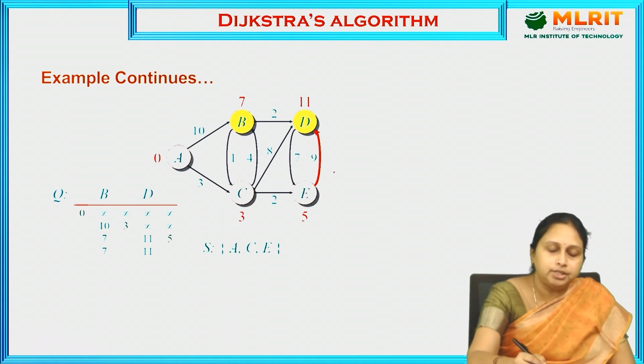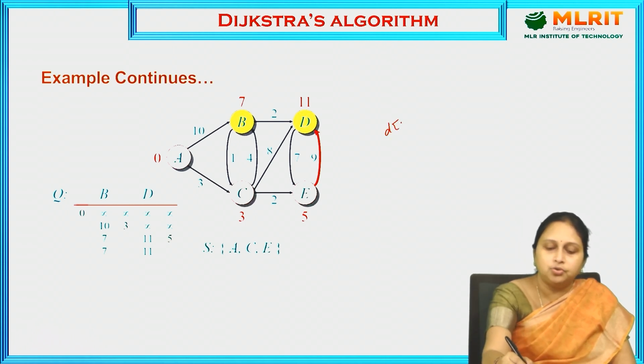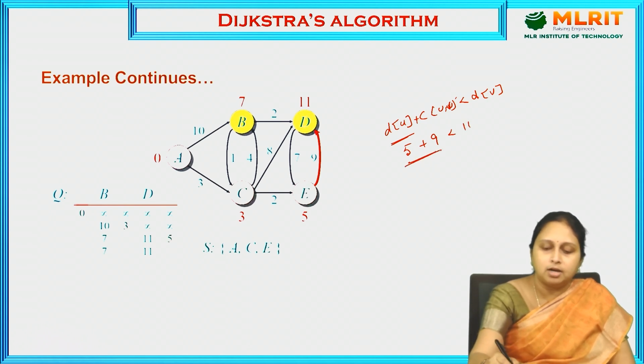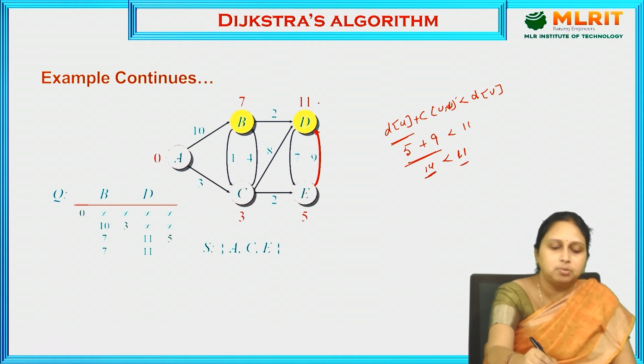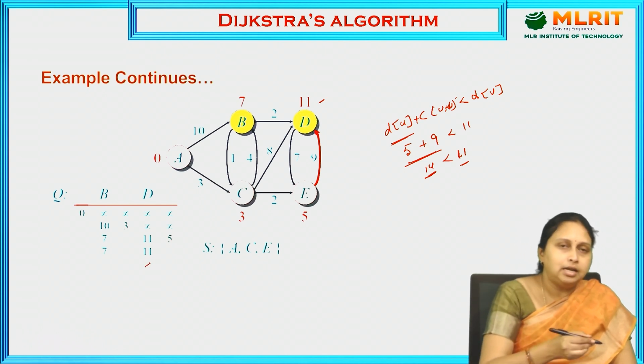Now from E to D, we have only one outgoing edge, so we check for the relaxation. Now what is that? D of U plus C of U comma V is less than D of V. D of U value is 5 plus cost of this one is 9, less than, here we already have 11. But here you have 9 plus 5, which is 14, less than 11? But 14 is not less than 11. So we are going to place the same value, the minimum value 11, as it is. We are placing 11 at D as it is.